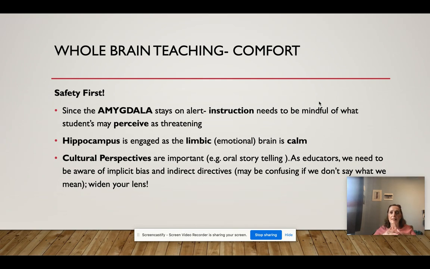So we need to keep everybody calm. Doesn't mean you can't redirect them, but it means we have to stay calm and be what we're going to call later a nurturing demander.